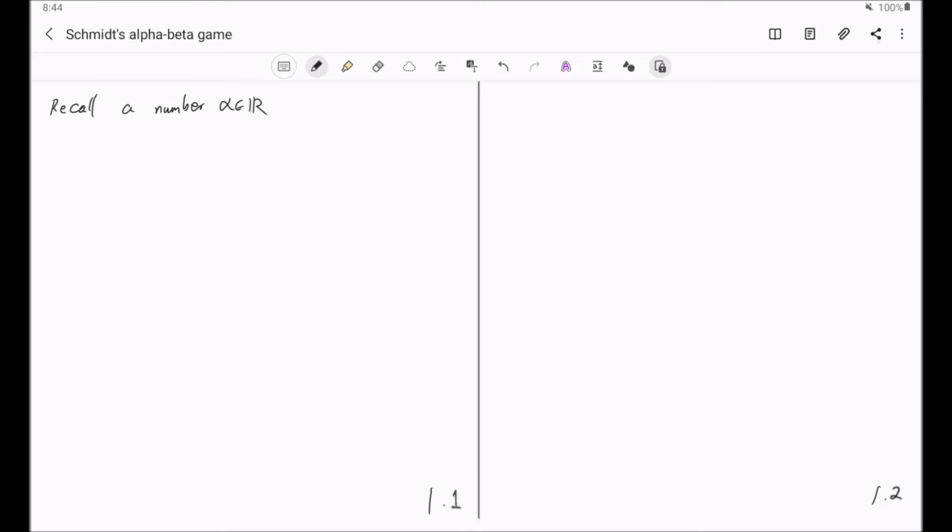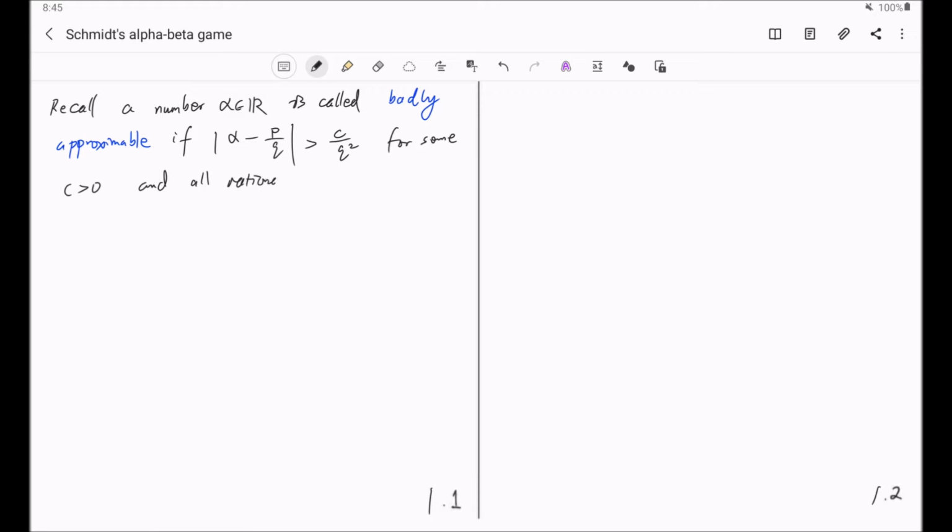Recall that the real number alpha is called badly approximable if the absolute value of alpha minus p over q is greater than c over q squared for some c greater than 0 and all rationals p over q. Now we are going to talk about the method that will study the set of all badly approximable numbers in terms of the Hausdorff dimension.